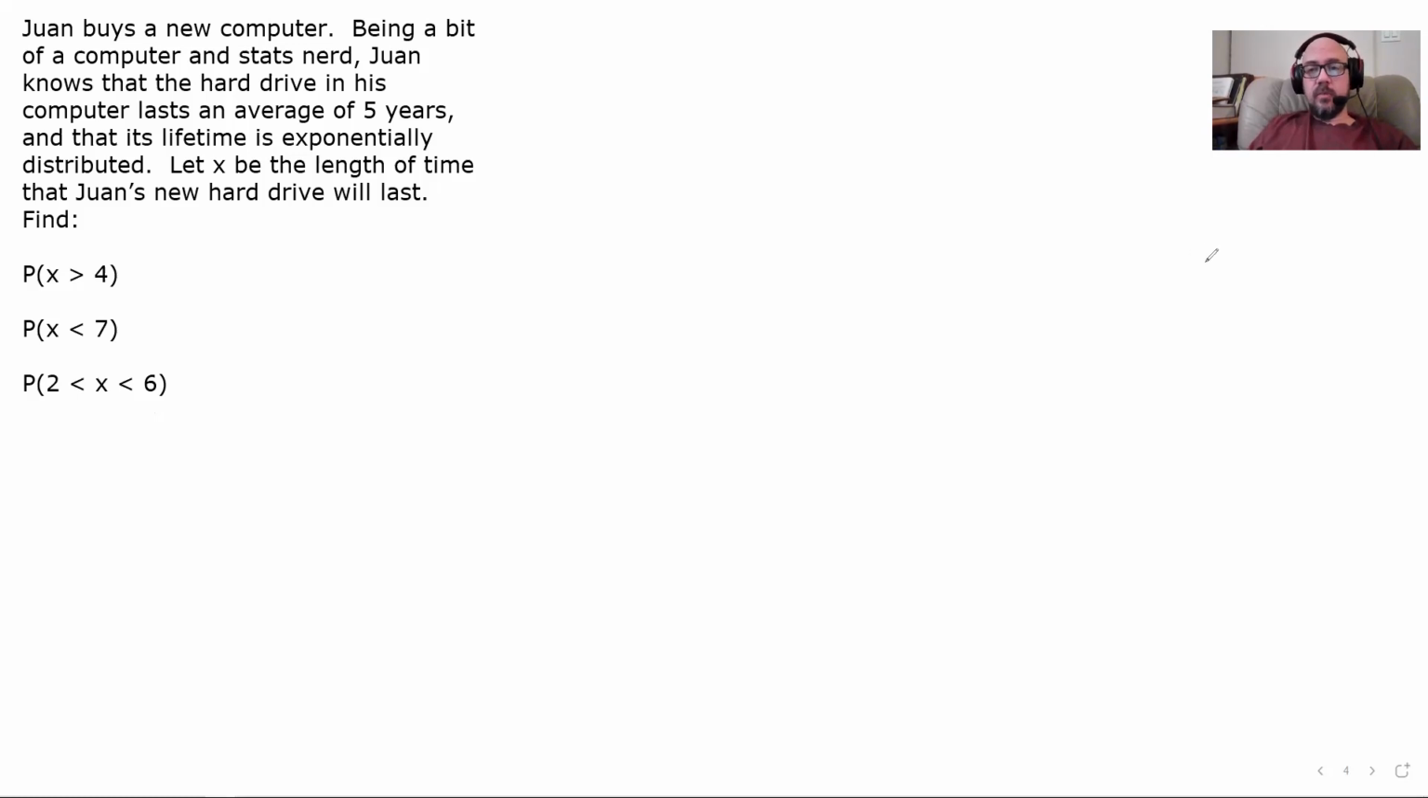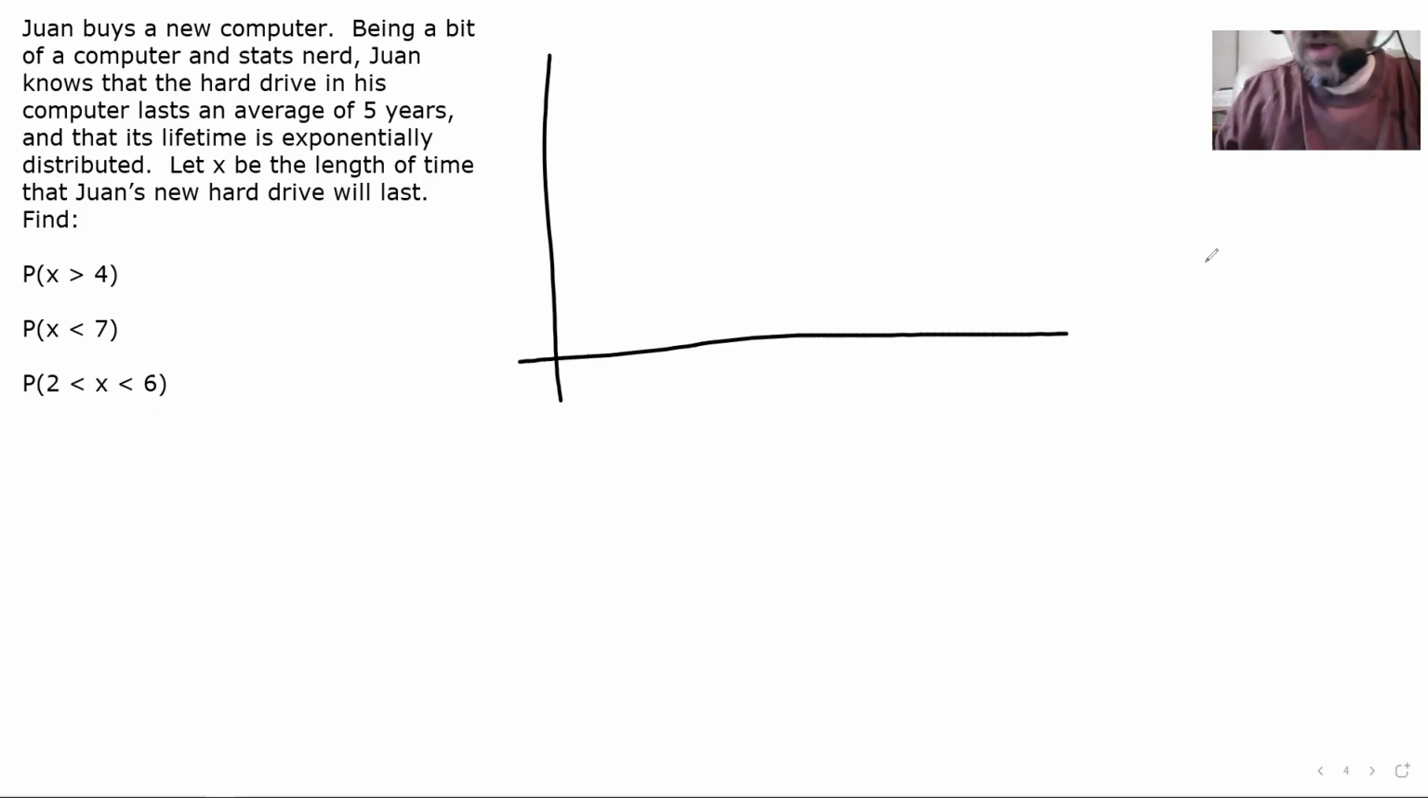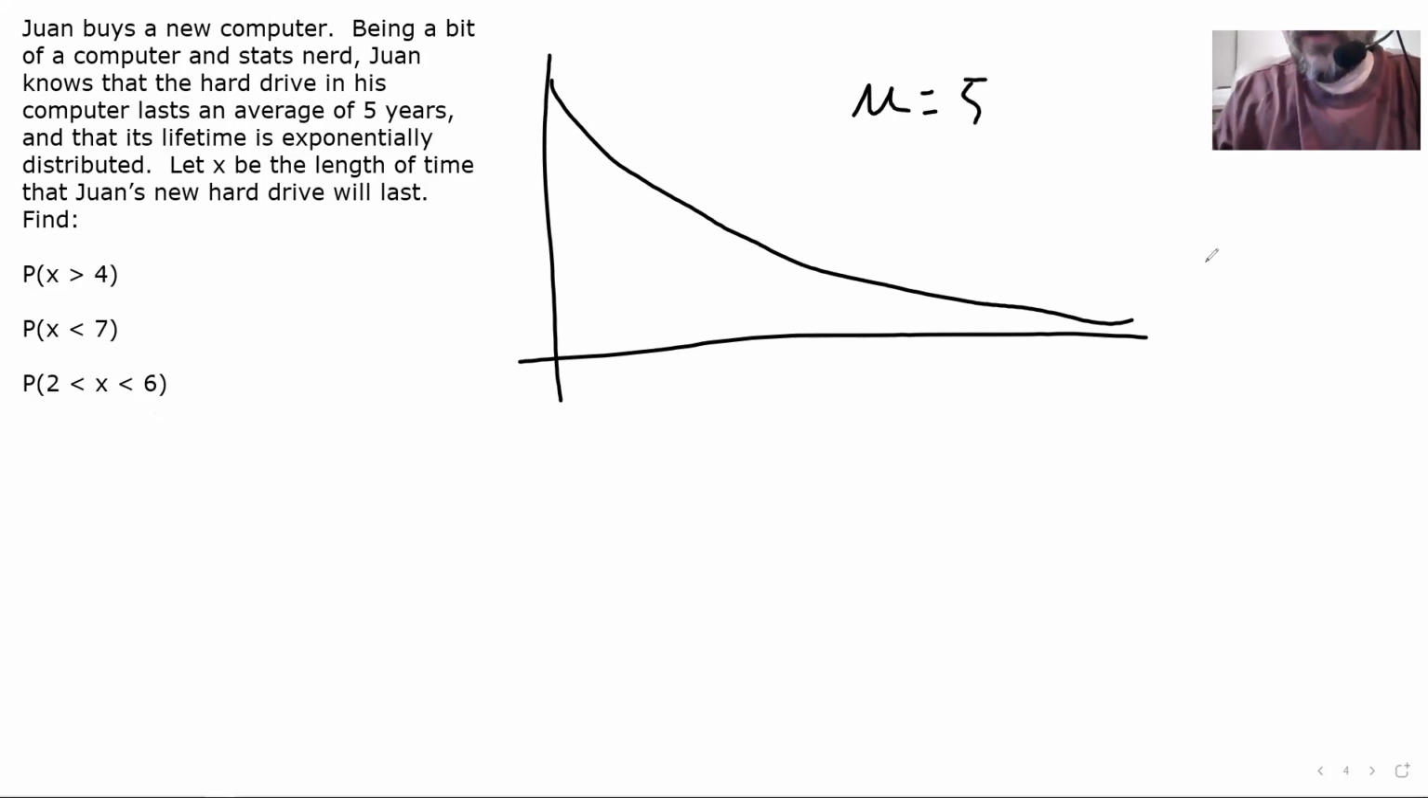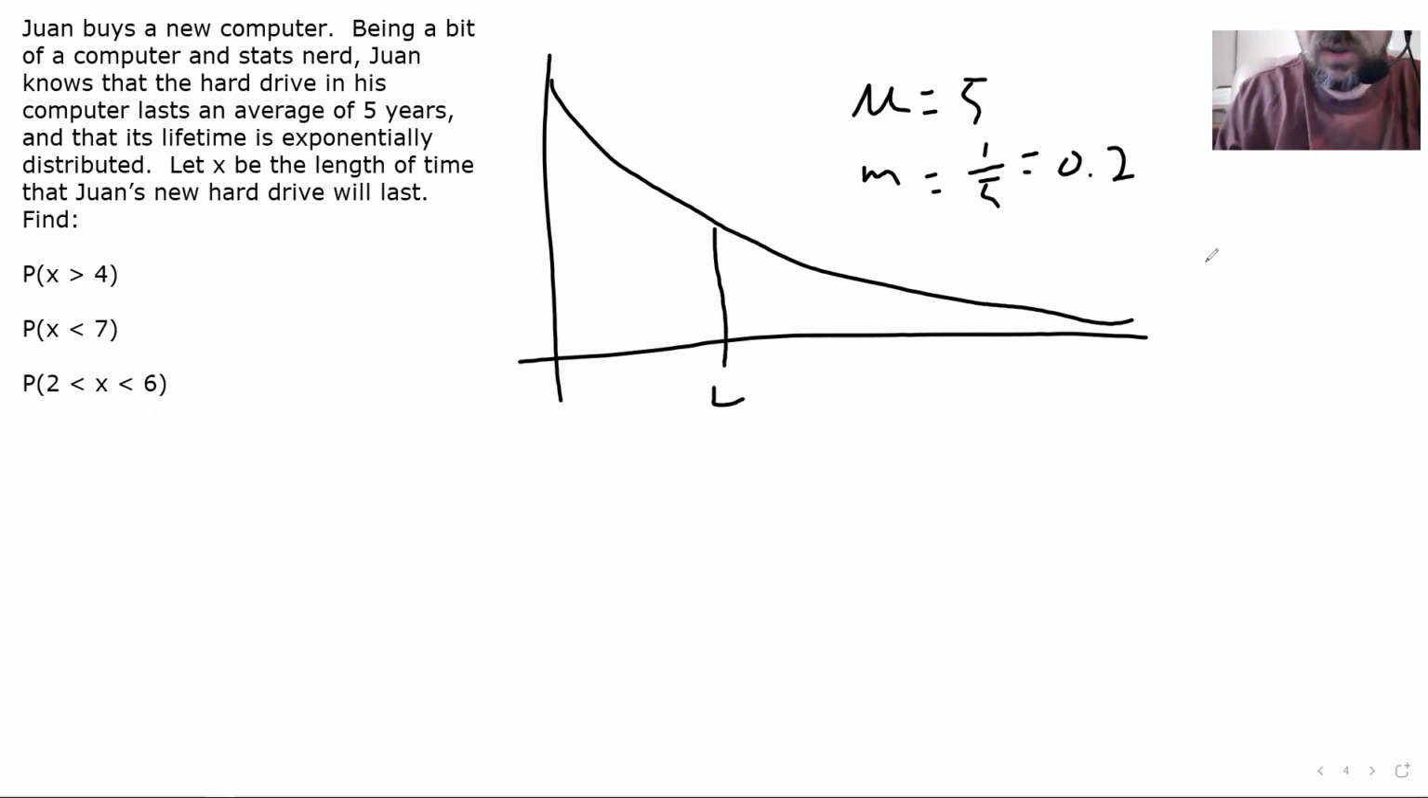So I'm going to do what I always do, and I'm going to draw my function. Right? So draw my distribution. So I've got my distribution here. I know that mu equals 5. So that means that m is 1/5, which is 0.2 in a calculator, if you want to put that in. And so I want to find the probability that x lasts more than 4 years. So let's do that. So here's 4. And I'm looking for this area here. I don't want to shade too much because I'm going to have to erase that. So what I'm going to do is I'm going to go to my calculator.